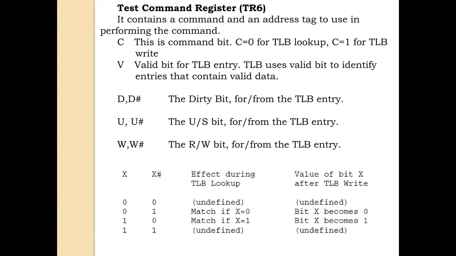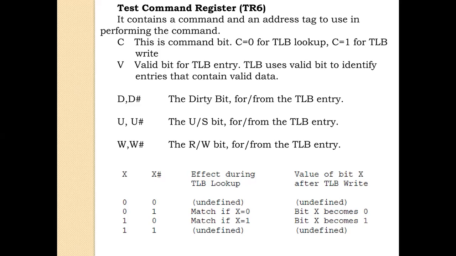U or U hash is the user/supervisor bit for the TLB entries. W or W hash is the read/write bit. W is the bit for the TLB entries, and W hash is the write bit complement from the TLB entry. X and X hash, as shown in the figure, are 00.